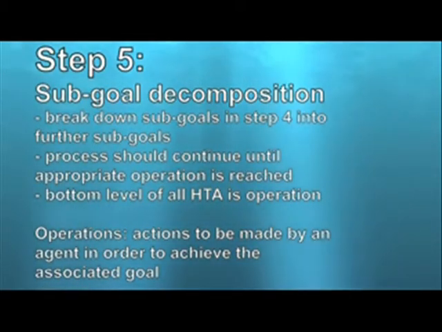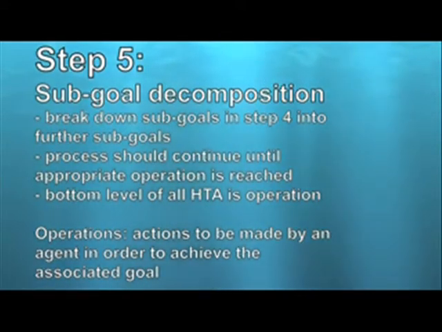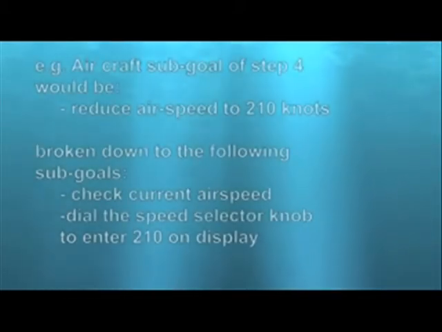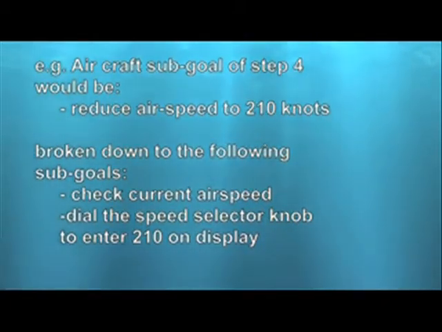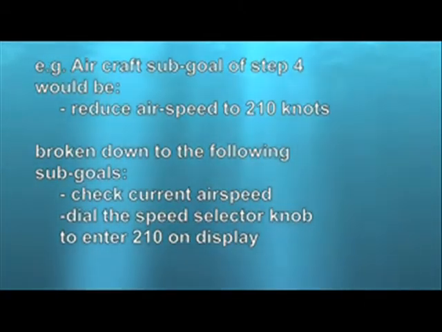Whilst everything above an operation specifies goals, operations actually say what needs to be done. Therefore, operations are actions to be made by an agent in order to achieve the associated goals. For example, in the HTA of a flight task, Land Aircraft X at New Orleans Airport using the Auto Land system, the sub-goal, reduce airspeed to 210 knots, is broken down into the following operations. Check current airspeed and dial the speed selector knob to enter 210 on the display.